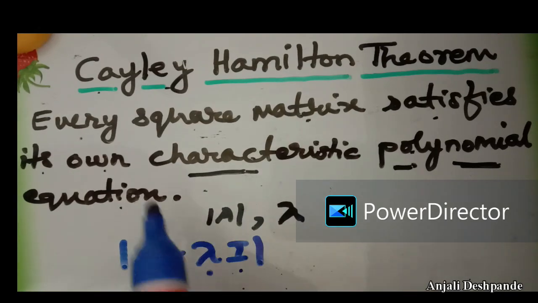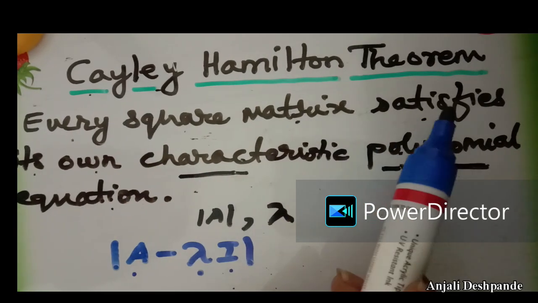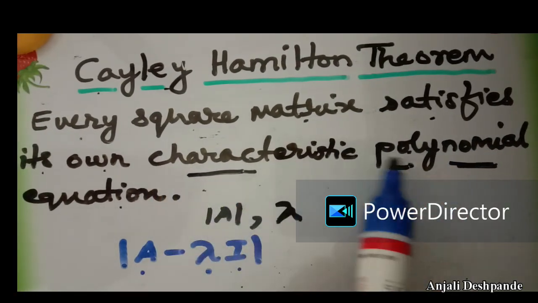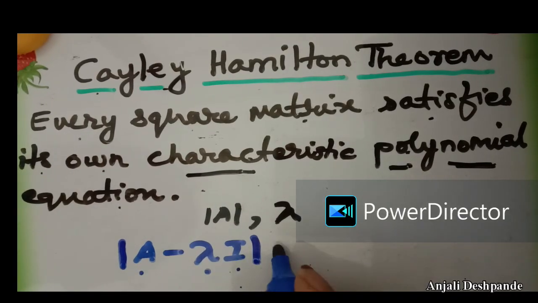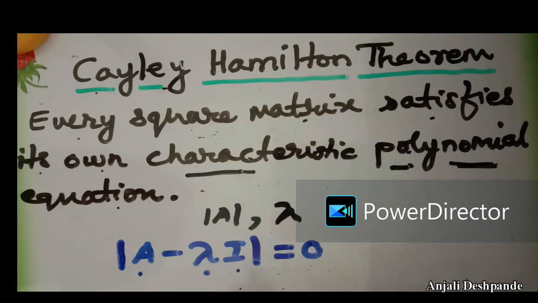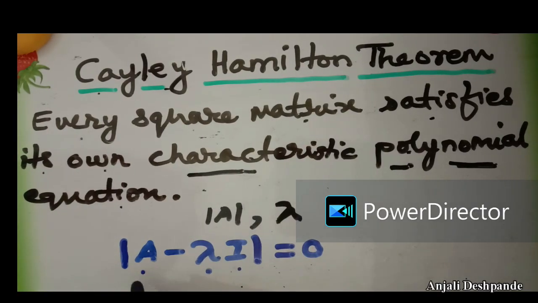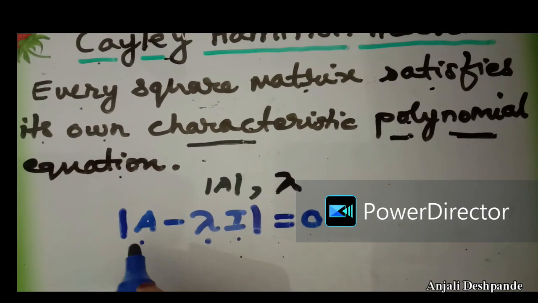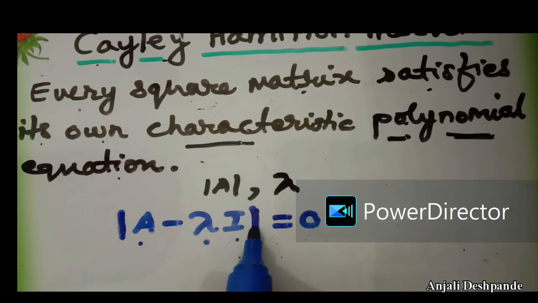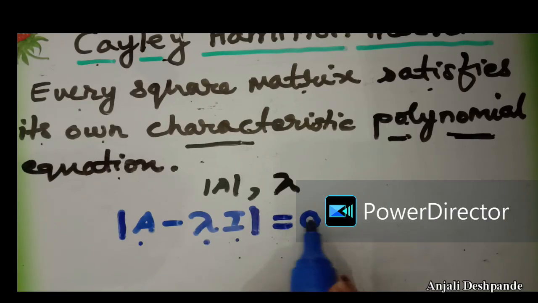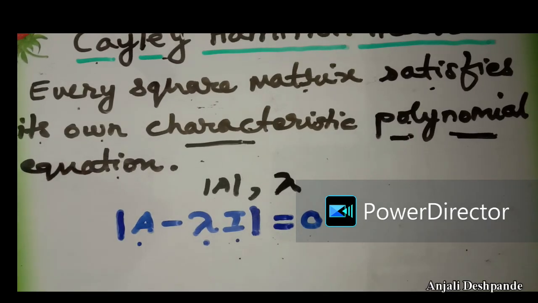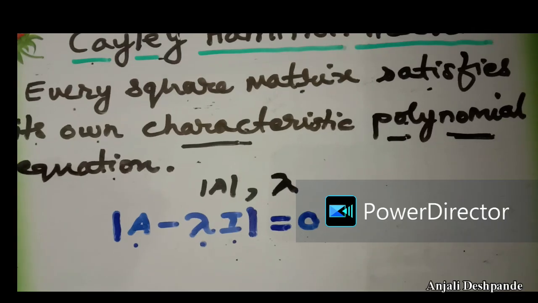So what is the meaning of this statement that the matrix satisfies its own characteristic polynomial equation? It means that the value of this particular determinant is equal to 0. So if we are given a matrix A and we construct this equation and then the subsequent determinant, right, if we substitute the value of A in place of lambda, we are going to find that it reduces to 0. Let us do this by means of an example.